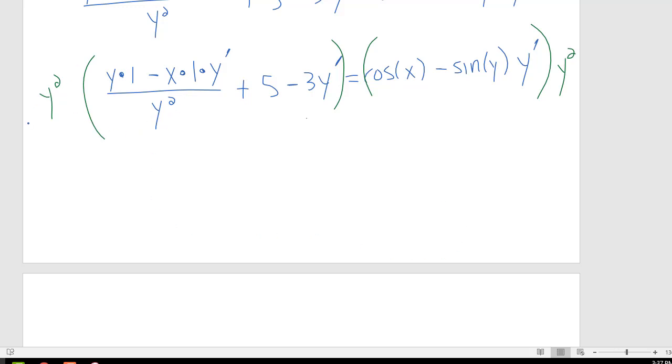So the y squareds cancel when I distribute there, and I get just the numerator. The y squared distributes to the 5, and the y squared distributes to this term. On the right-hand side, I got to distribute as well. Y squared distributes to cosine. And then the y squared distributes to this term.